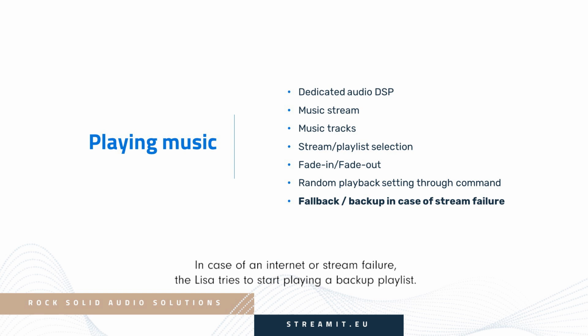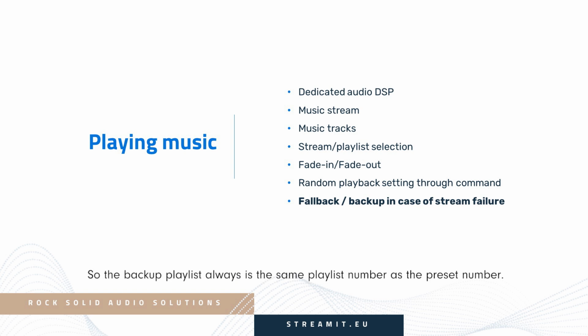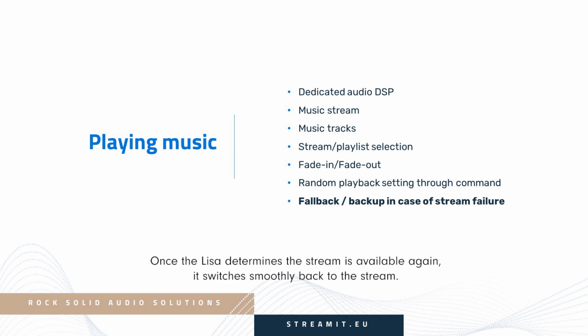In case of an internet or stream failure, the Lisa tries to start playing a backup playlist. More technically, if, for example, preset 4 fails, it tries to start playing playlist 4. So the backup playlist is always the same playlist number as the preset number. Once the Lisa determines the stream is available again, it switches smoothly back to the stream.